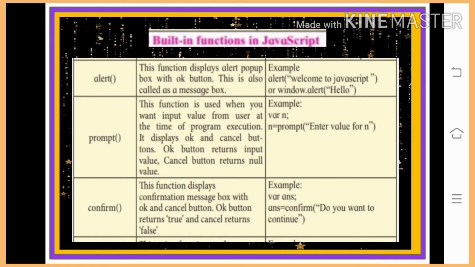Next built-in function is confirm. This function displays confirmation message box with OK and cancel button. OK button returns true and cancel button returns false. For example, var ans, variable name, ans equal to confirm, do you want to continue? So when you execute this line, you will get one box having two buttons, OK and cancel, with message, do you want to continue?